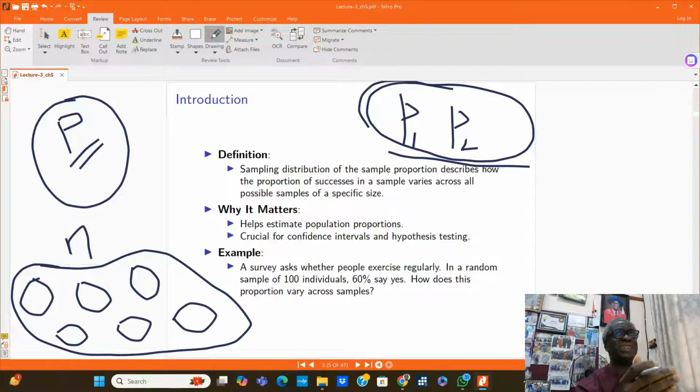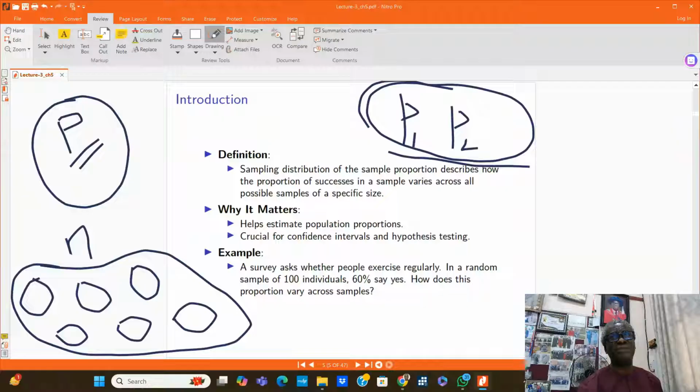And the most important thing is that the sample size must be fixed. In other words, for the first sample, you have a fixed size. Maybe small n is equal to 5. Then sample 2 must also have the same size, 5. Sample 3 must also have the same size. So we consider all possible samples of a given, fixed size.